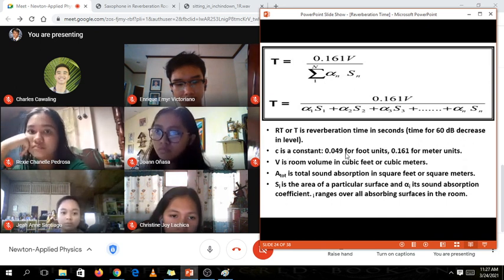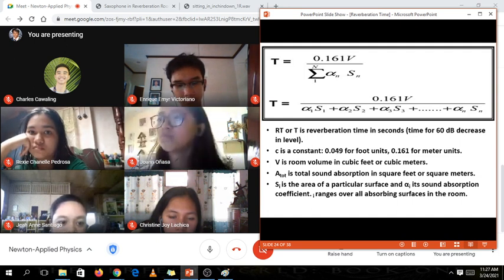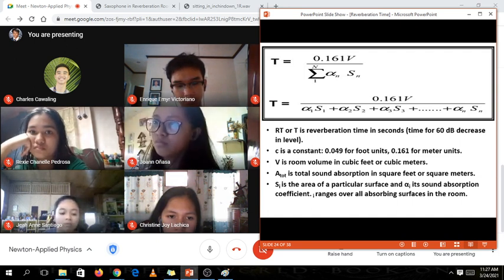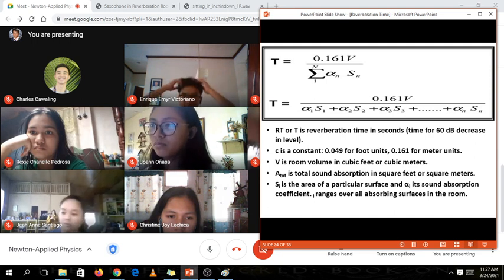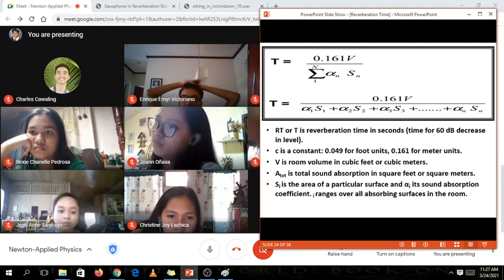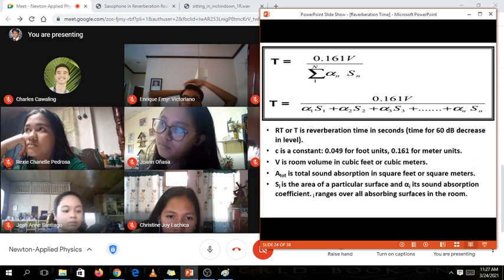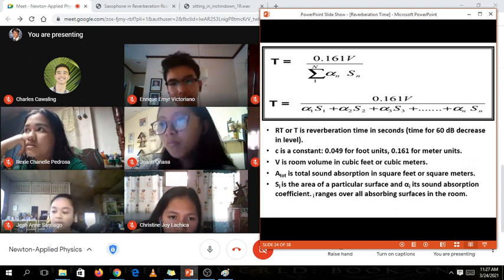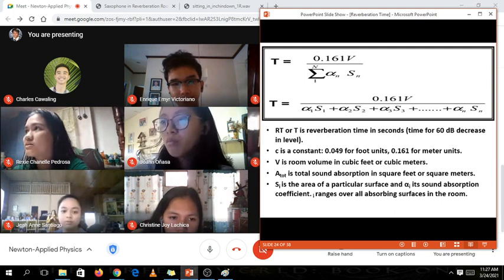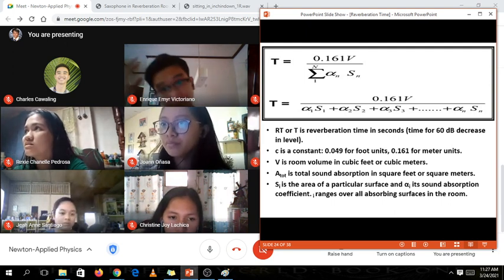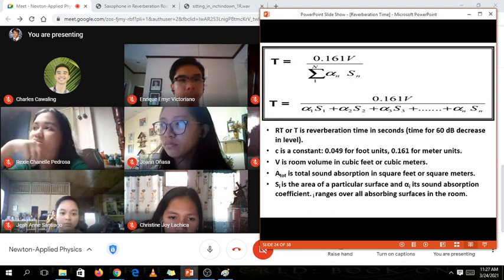C is a constant: 0.049 for foot units. For example, if your room is 5 feet by 6 feet by 10 feet, you use the 0.049 constant. And 0.161 for meter units, the SI unit for length. V is the room volume in cubic feet or cubic meters. A total is the total sound absorption in square feet or square meters.